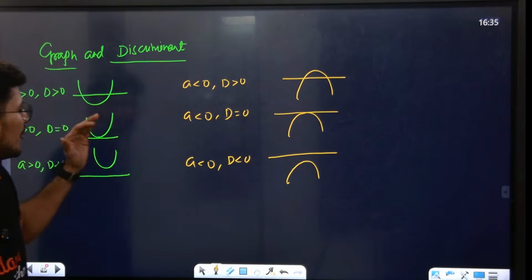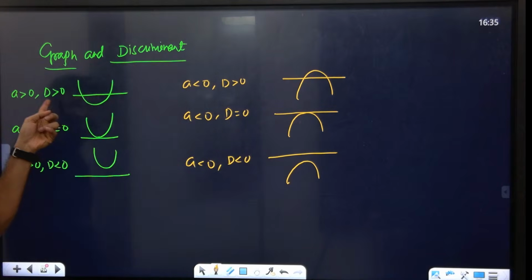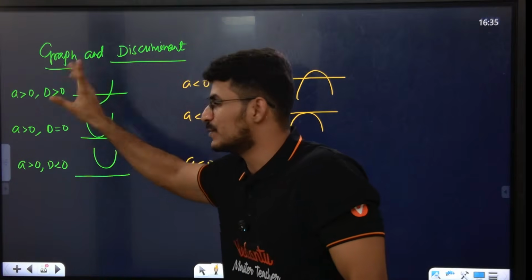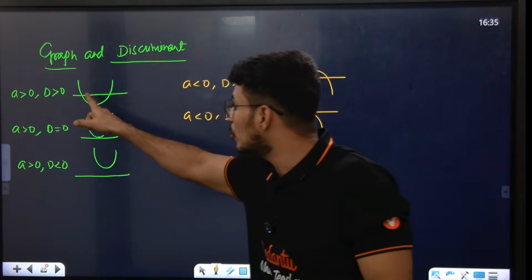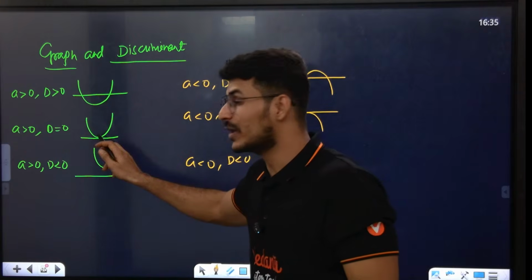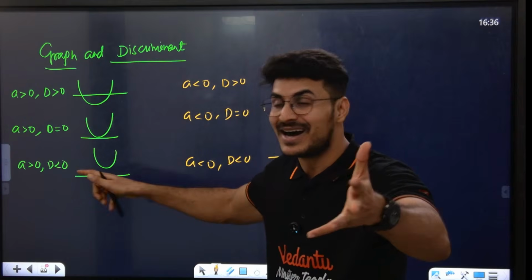Look at the board here. A positive means upward graph, A negative means downward graph. Here D greater than 0 means the graph cuts the x-axis at 2 points, because we have two real and distinct roots. Then two real and equal roots, and imaginary roots, no real roots. Clear? Yes or no?